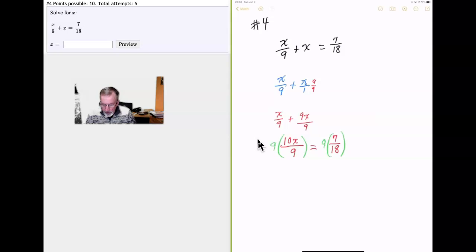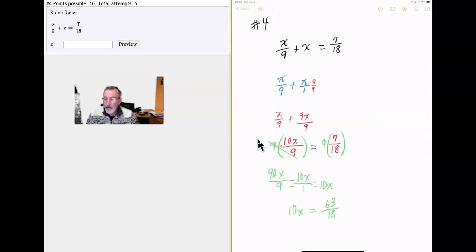So normally when we do that, we can just draw a line through the multiplying 9 and the dividing 9, and that leaves 10x, or you can multiply it out. You get 90x over 9, and then you can divide 90 by 9, and you get 10x, and 9 by 9, and you get 1, and this is equal to 10x. So 10x should be equal to the same thing as 9 times this fraction. So we've got 10x is equal to 9 times 7 is 63 over 18.